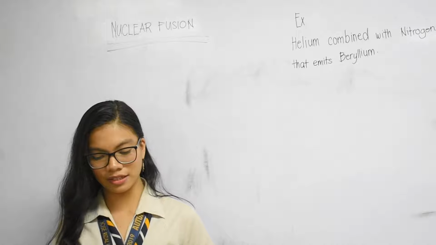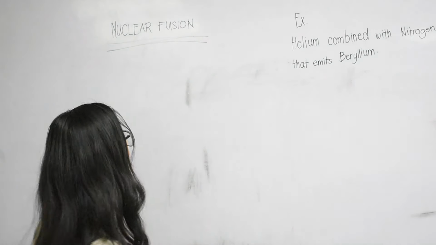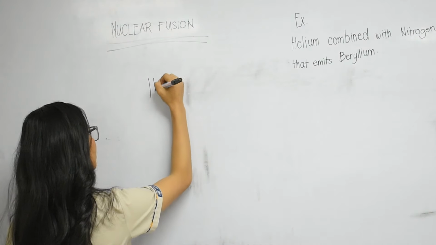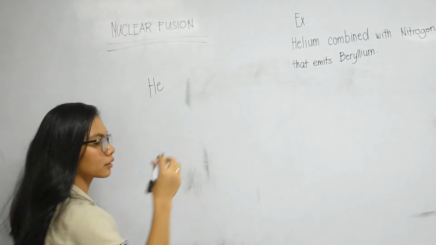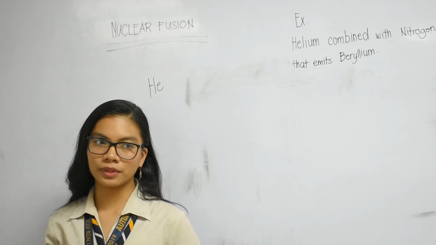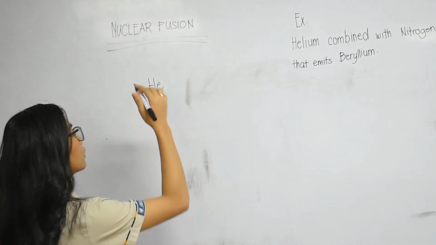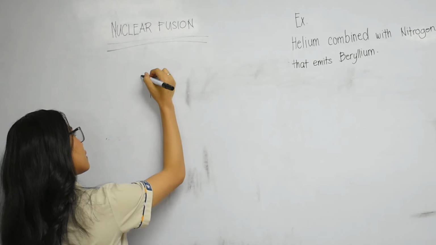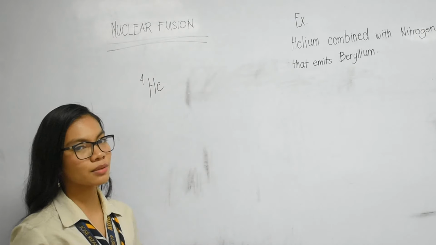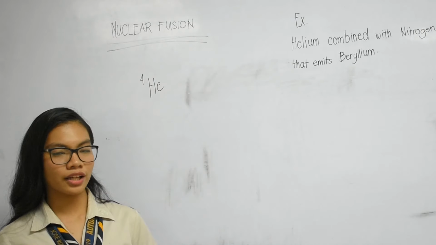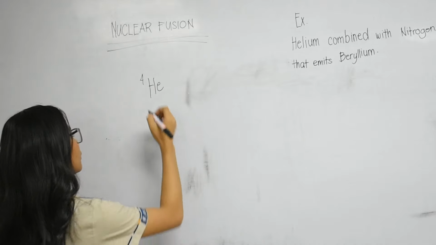Where X is the symbol of the element, for example, helium, which gives us He, where the superscript is the atomic weight of the given element, which is 4 in this case, and the subscript is the atomic number of the given element, which is 2.